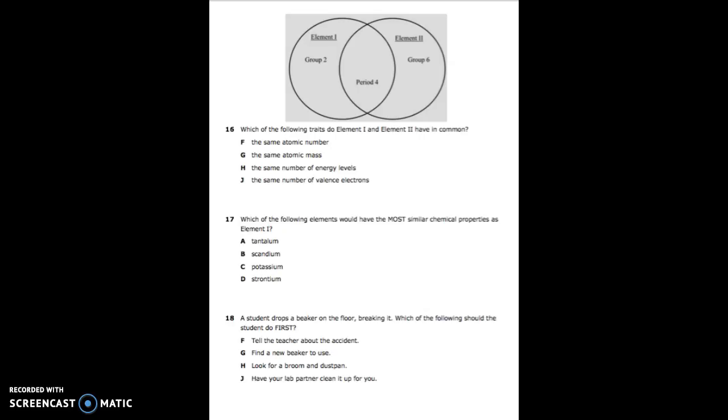Number 18. A student drops a beaker on the floor, breaking it. Which of the following should the student do first? F, tell the teacher about the accident. G, find a new beaker to use. H, look for a broom and dustpan. J, have your lab partner clean it up for you.